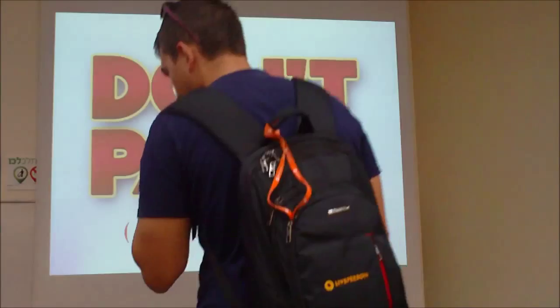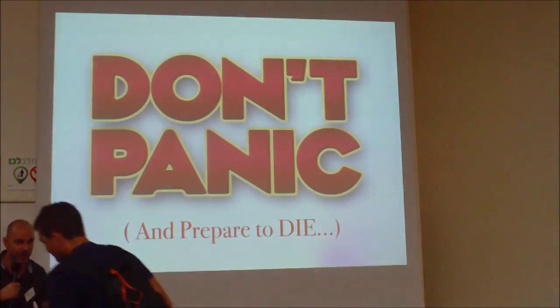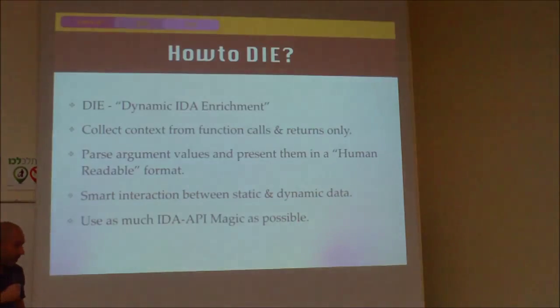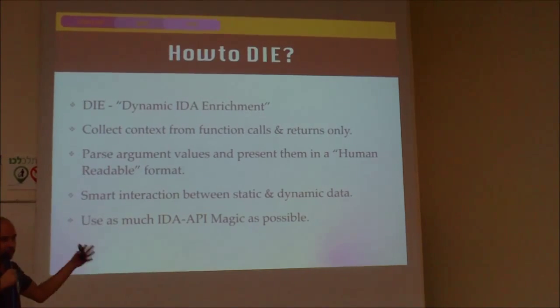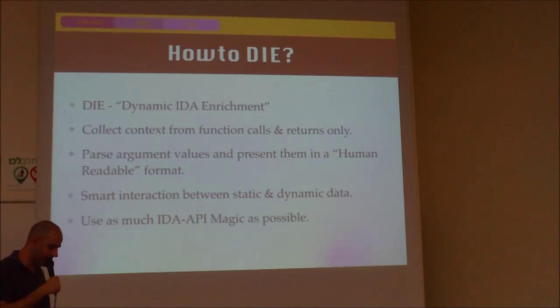I'm going to show it to you and maybe try to convince you how useful it can be for reverse engineering. So Die is actually short for Dynamic IDA Enrichment, and what it does is the same as FunCap: just collect the context of function calls and function returns. That's it. If something is happening within the function, we don't know it, right? But we do know all the arguments that are being passed to the function. This is actually very useful because this tells us most of the information we need. I'll convince you of that in just a minute.